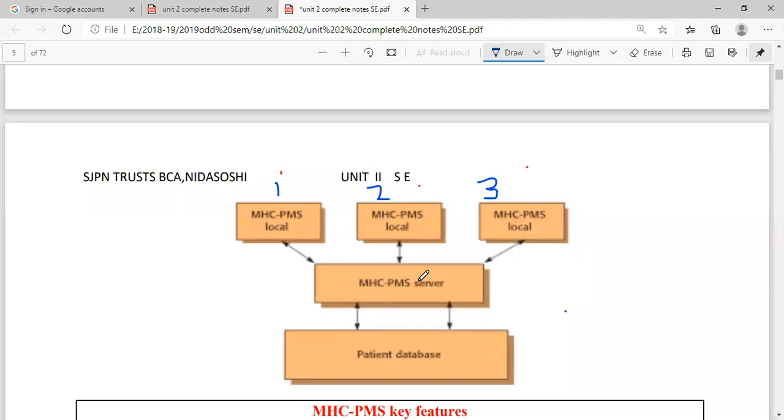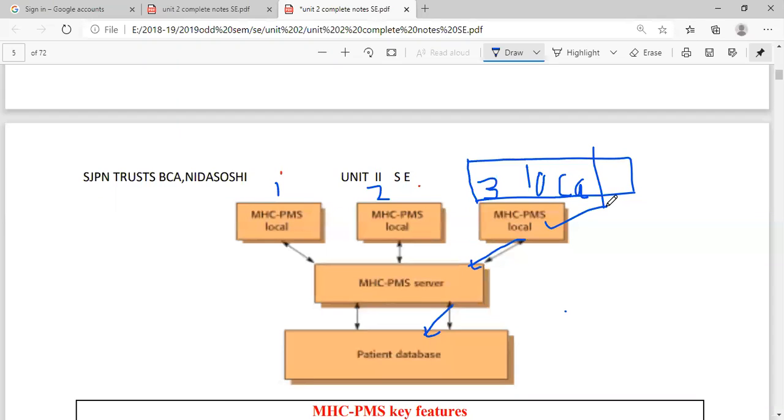Yes. And not only that, it is the responsibility of each clinic to go through the server, but they also have to maintain their local database. They have to keep on updating their data locally on their computer, and at the end of the day they may update this data through the server into the patient database, or they may update it simultaneously, but the local copy of the database is also maintained on their own computer.